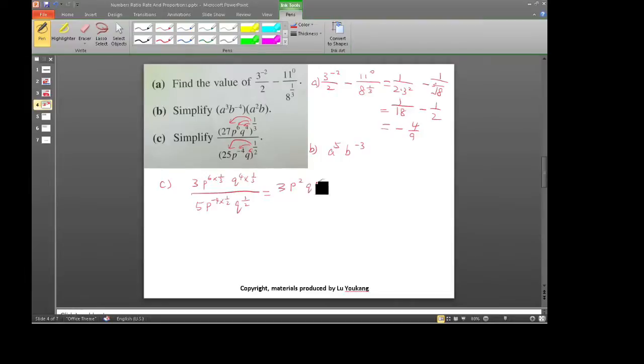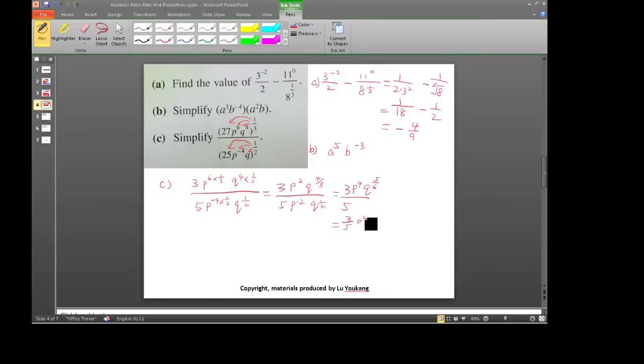So in the end, we get 3 p to the power of 2, q to the power of 4 over 3, while the denominator is equal to 5 times p to the power of negative 2, q to the power of half. So we simplify it further. 3 over 5, and we get p to the power of 4, because p to the power of 2 minus 2, and q, we get q to the power of 5 over 6.